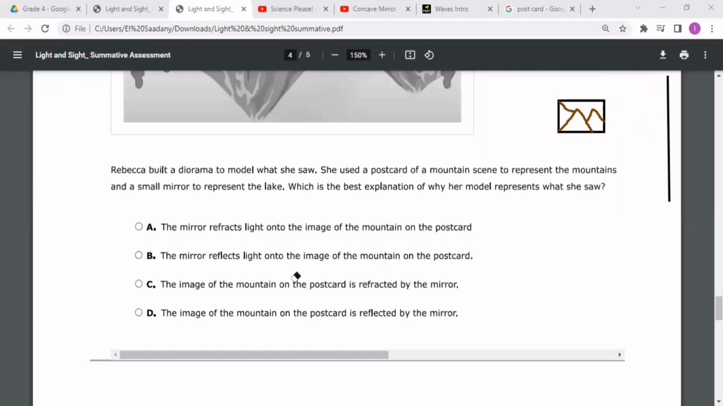The image of the mountain on the postcard is refracted by the mirror. We didn't study refraction again, so it's not the correct answer. The image of the mountain on the postcard is reflected by the mirror. Meaning the image is on the mirror and it's reflected on the mirror. So the image of this postcard is reflected on the mirror. Of course it's true. We see the pictures of the stuff on the mirror because it's reflected by the mirror. So this is the correct answer. The correct answer will be D.